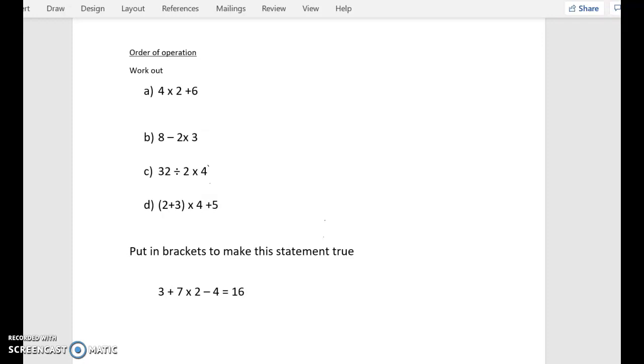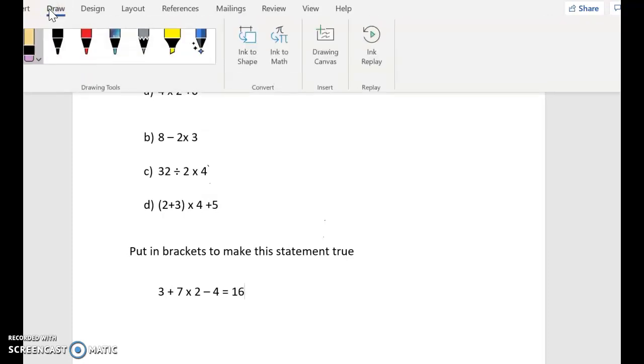We're doing questions on order of operations. So this is using the correct order of doing operations, either adding, taking away, timesing, or dividing, or even powers as well.